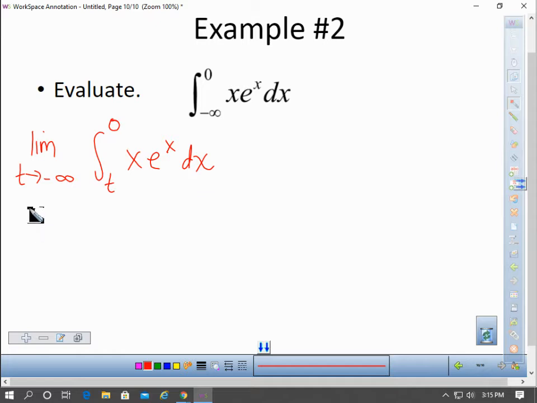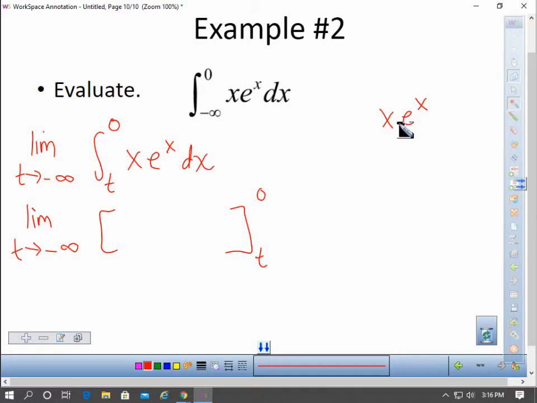So now, at this point, we have to find the antiderivative. We have to find the antiderivative of x e to the x. All right? That's what we've got to do. We've got to find the antiderivative and then evaluate it from t to 0. So let's think about this a minute. We've got x e to the x. We've done this before. We just learned how to do it.